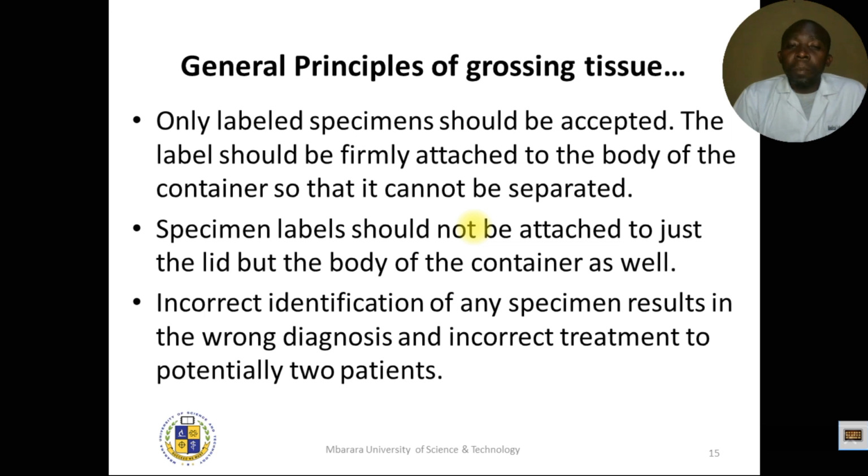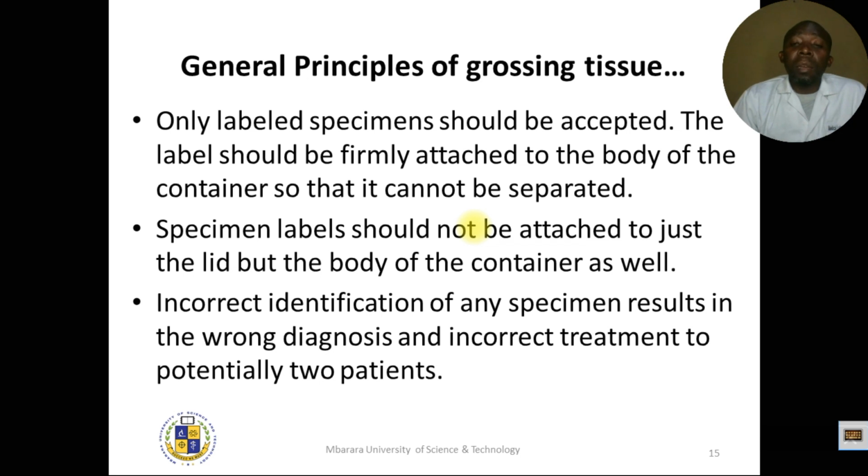Otherwise, you may mix up samples and give wrong results to wrong people. So specimen labels should not be attached to just the lid but the body of the container. So when we are labeling the containers, we need to label the body, not the lid. Reason being, when you're grossing, you may remove the lid and put it aside, but the container will remain there on the side.